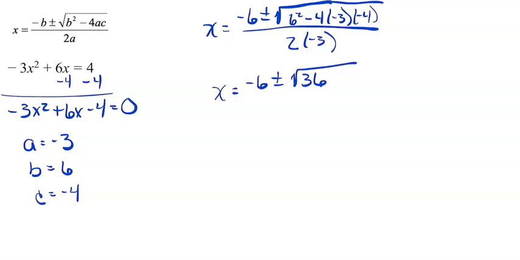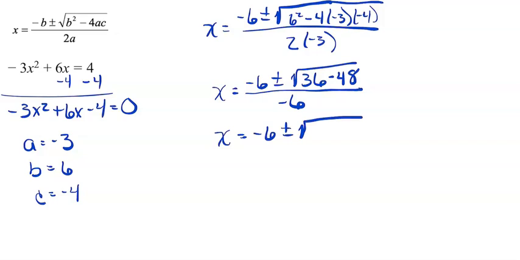Now I have negative 4 times negative 3, which will give me positive 12, and positive 12 times negative 4 would give me negative 48. So subtract 48, over 2 times negative 3, which is negative 6. I'm going to go ahead and get that radical ready to go. So negative 6 plus or minus the square root of 36 minus 48, negative 12.